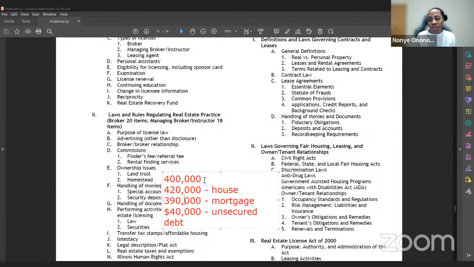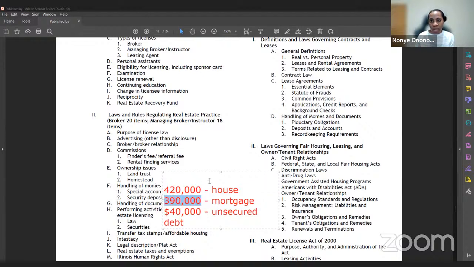Sorry, this is a bad example. I should have prepared a better example. But let's just leave it as the credit card, and leave the 400 judgment. So we sell the house, and now we're left with 30 grand.